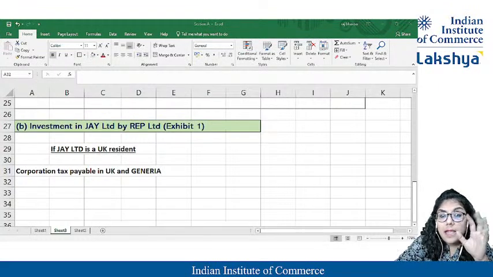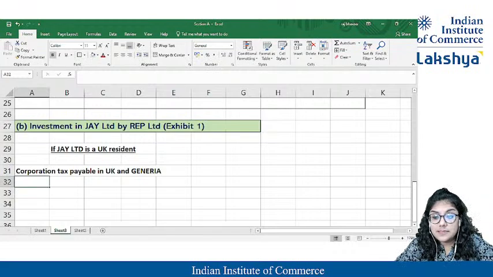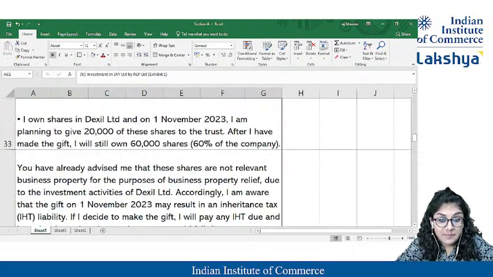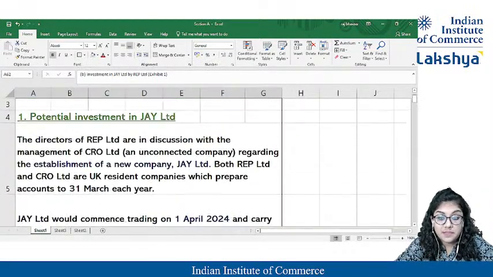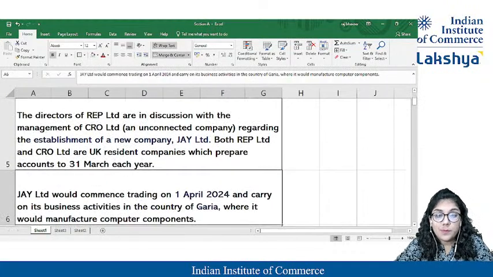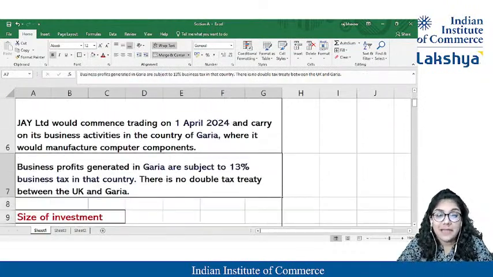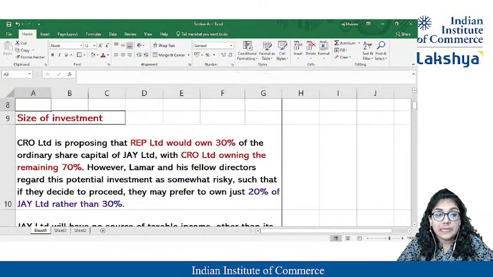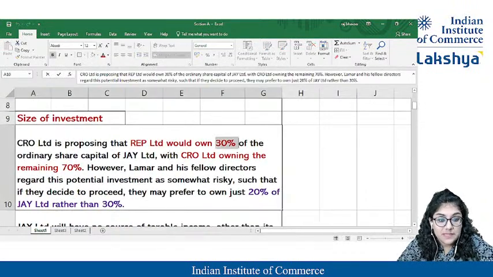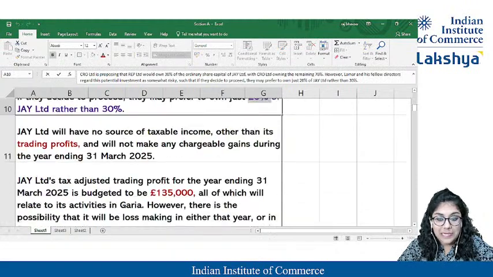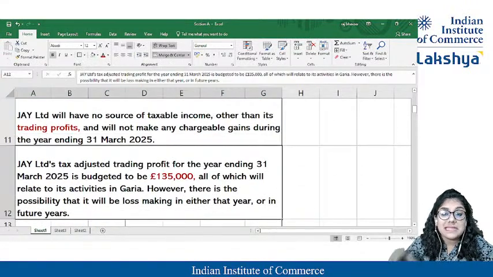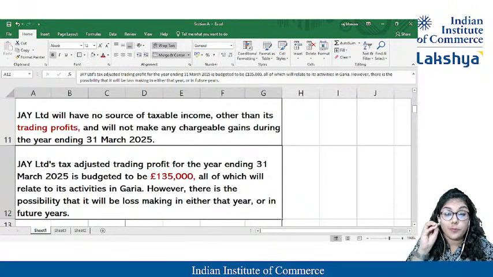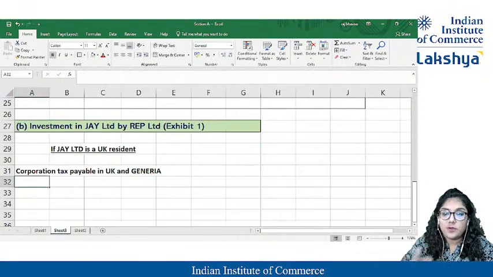Initially, you know how much profit was estimated, guys? You remember 135 was estimated. Investments, initially they were having how much investment? The size of the company, 30 was the initial investment. Now they want to reduce it to just 20. And if you remember, students, Jai would have an adjusted profit of 135. So why not write 135?